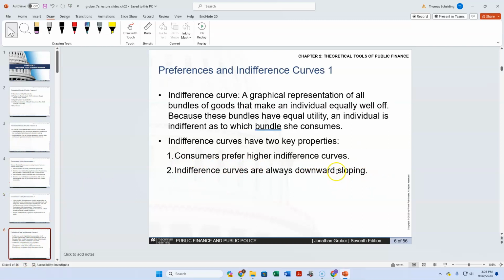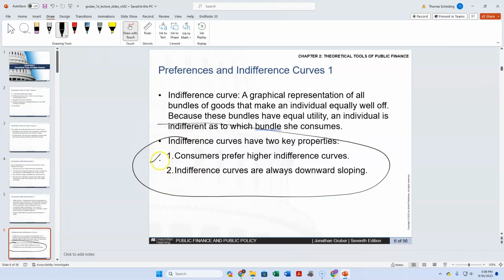And I've already stated this, but these 2 points are important. That we always want to be on the highest indifference curve. That's important. And that these are always downward sloping. Why are they downward sloping? They're downward sloping. And not only are they downward sloping, but I'm going to add here.